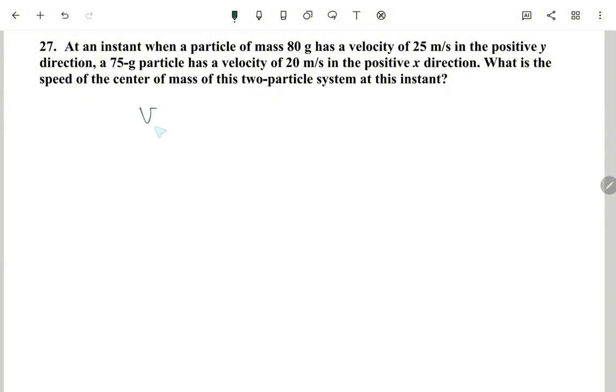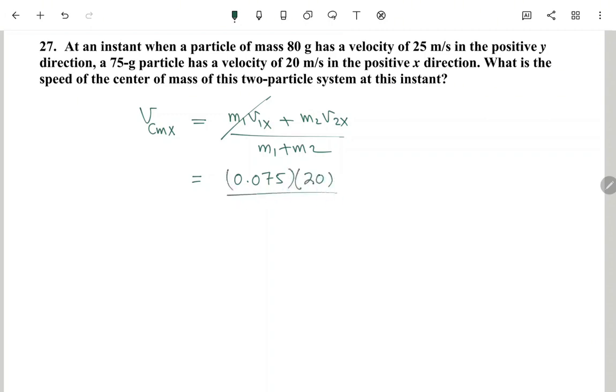Again, the center of mass at x equal to m1 v1x plus m2 v2x divided by m1 plus m2. No x component for the first particle, and after all, 0.075 times 20 divided by 0.155 or 9.7 meter per second.